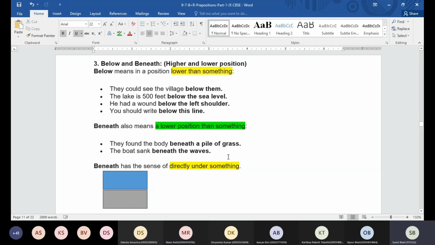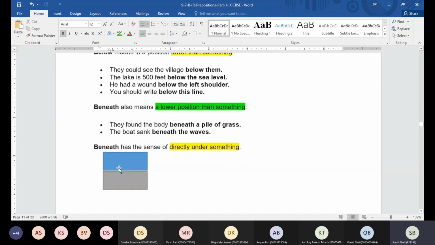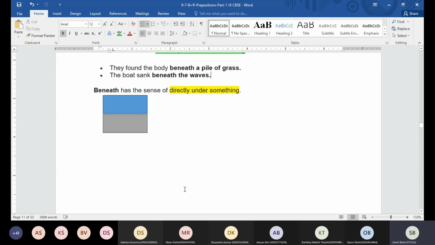Like the boat sank beneath the waves. So that means on top waves were there, at bottom there was the boat. Like they found the body beneath a pile of grass, or on top there was the pile of grass, at the bottom there was the dead body. Beneath has a sense of directly under something. Like there is box A, box B. If you want to talk about the position of them, then use the word beneath. But if you say one thing is covering another thing completely, then use the word underneath.